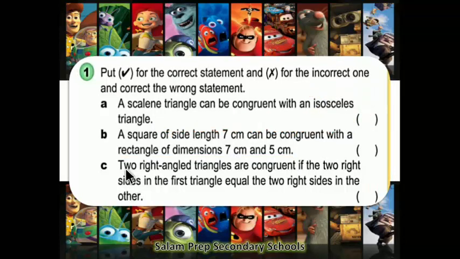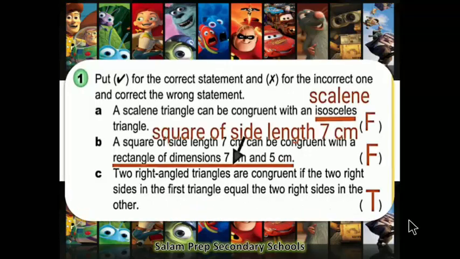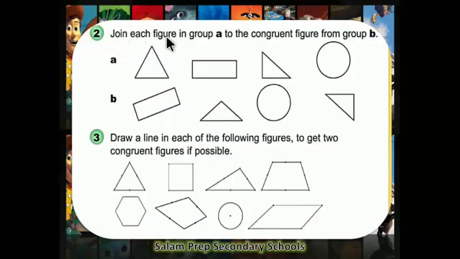The third one, two right-angled triangles are congruent if the two right sides in the first triangle equal the two right sides in the other. Excellent. True. Question 2. Join each figure in group A to the congruent figure from group B. Draw a line in each of the following figures to get two congruent figures, if possible.